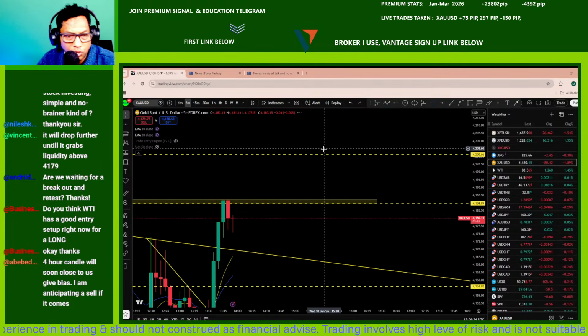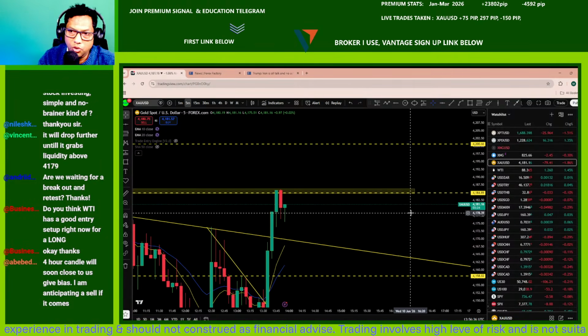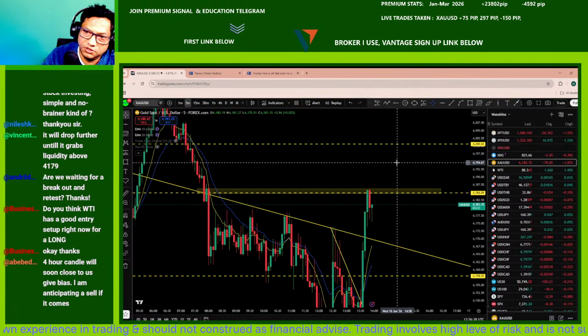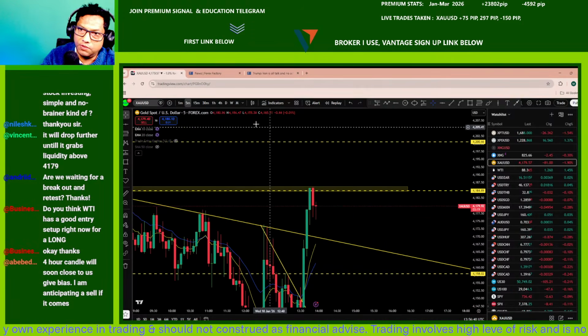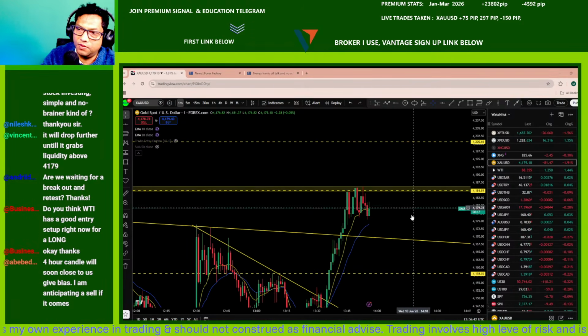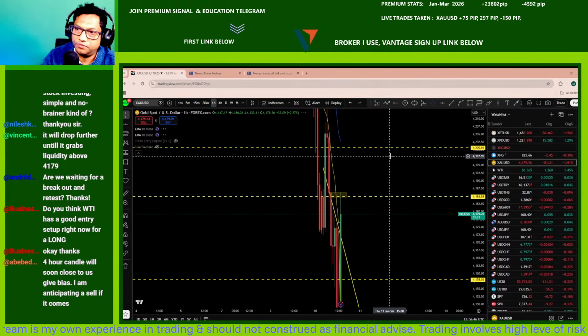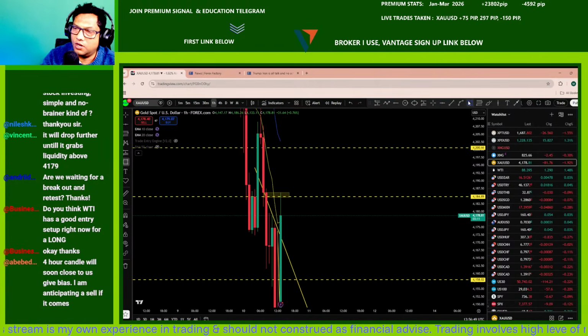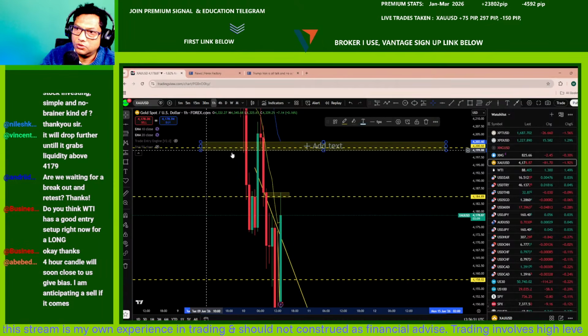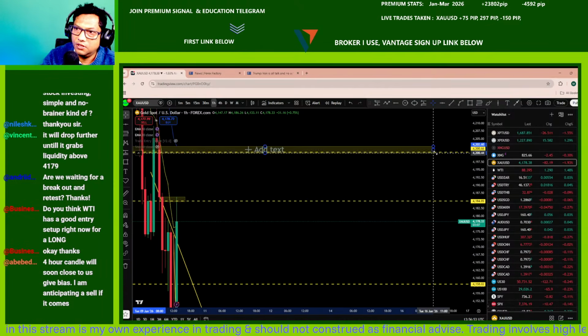Now the market is in a zone where we could not look to buy here because it's overextended, but potentially we'll be able to sell if the market shows a significant reaction at this level. This is the 1 hour 20 EMA zone, which is a very important level that you can see.